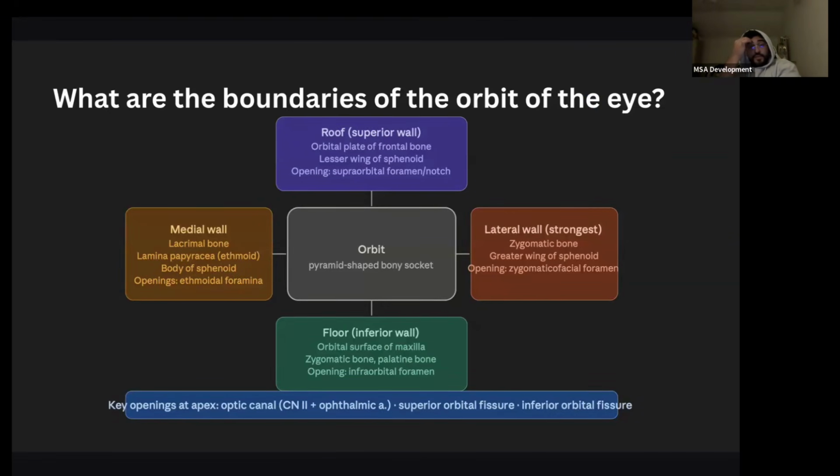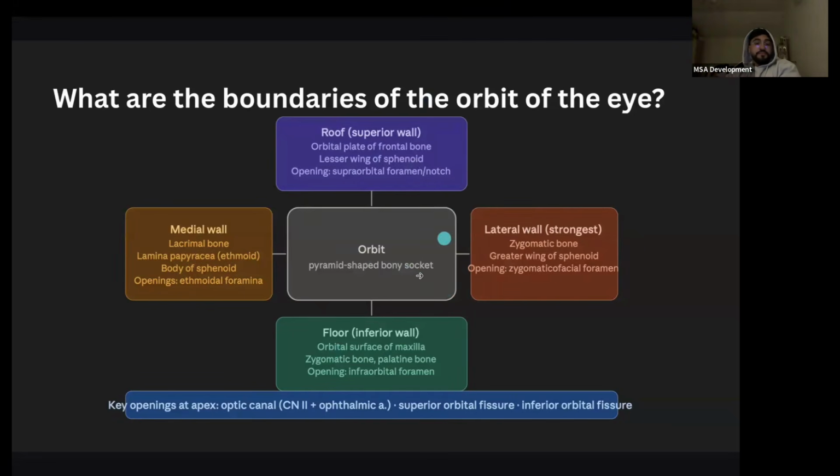So the orbit. It's very important that we know the boundaries of the orbit and what makes the medial wall. The medial wall is so high yield because even in the radiology lectures, they emphasize the medial wall highly. Okay. The lateral wall, the roof, and the floor. So let's take a look at it.